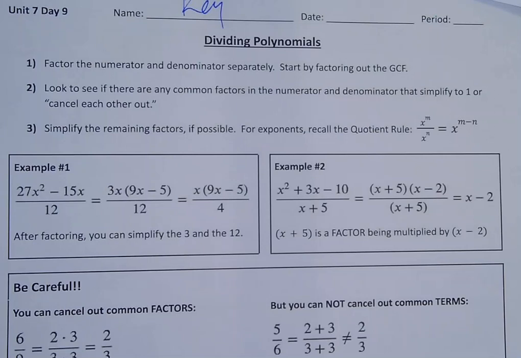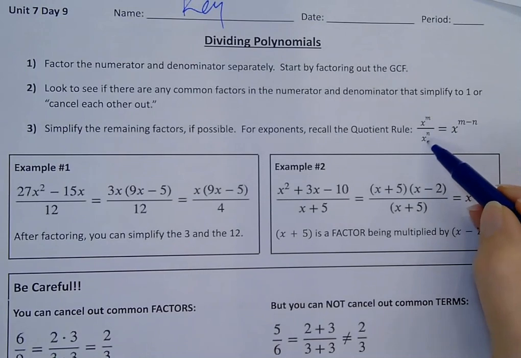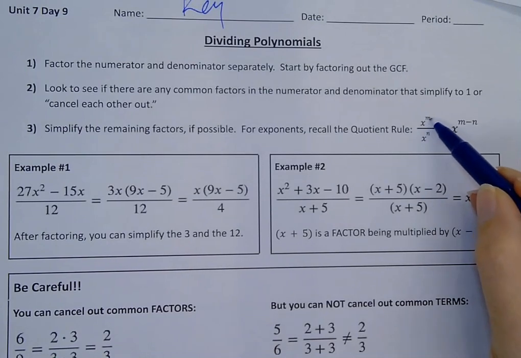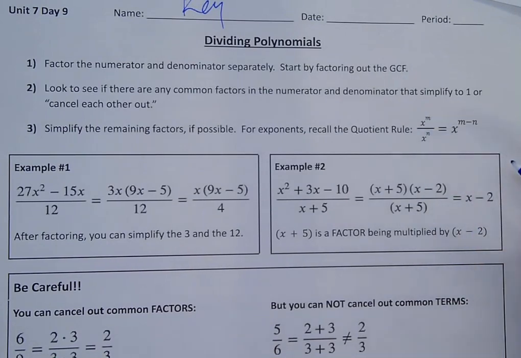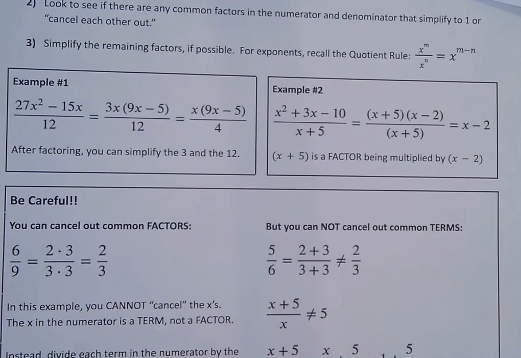Okay. Also, if you have any remaining factors, especially if you have monomials, remember that if you have the same base, you take the exponent of the first minus the exponent of the second. And that's your answer for something like that. Okay, so here's an example.